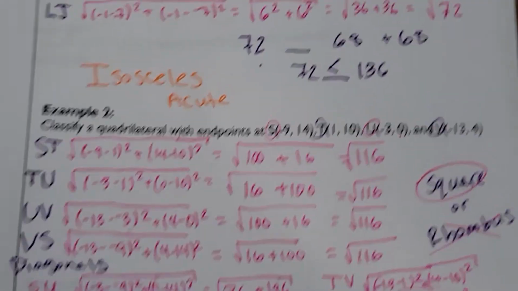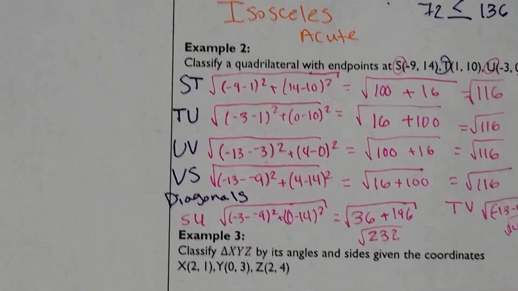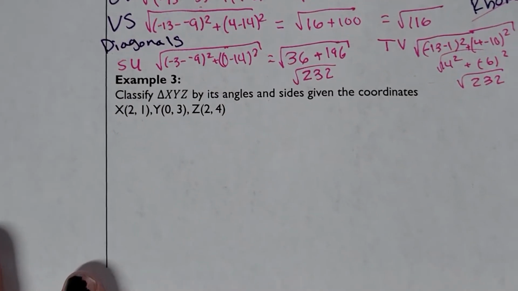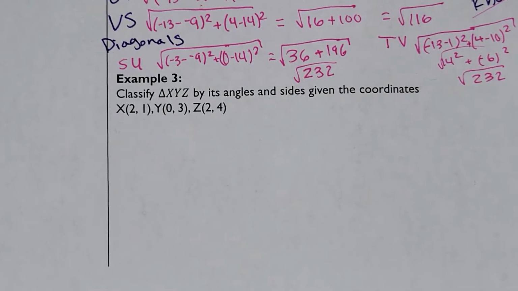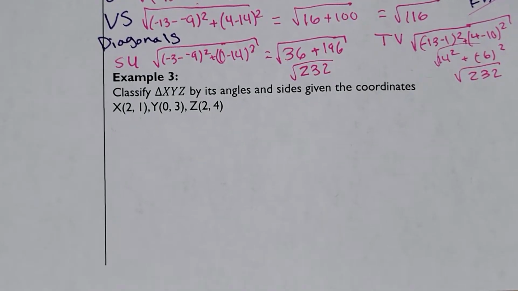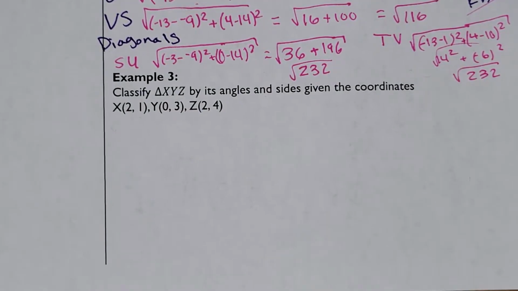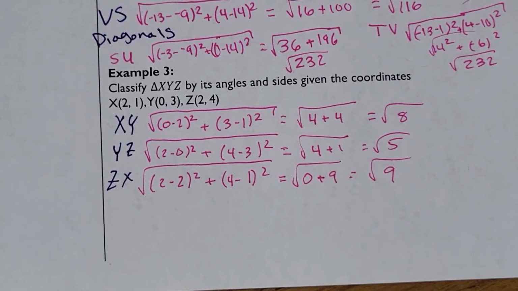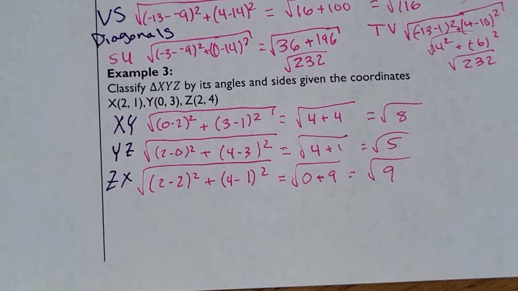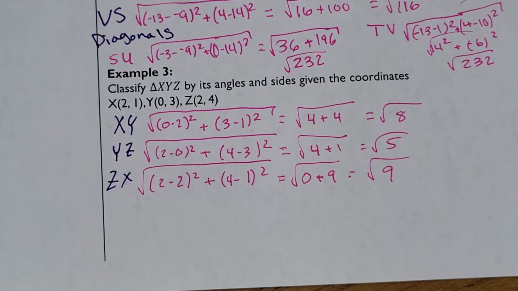All right, in example 3, we've got another problem asking us to classify by our angles again. I'm going to speed through these distance formulas just to save you some time, because I think you can see how that's going to happen now. So I've gone through and done my 3 distance formulas, and xy gave me square root of 8, yz gave me square root of 5, and zx gave me square root of 9.